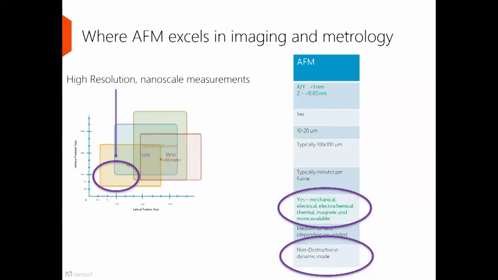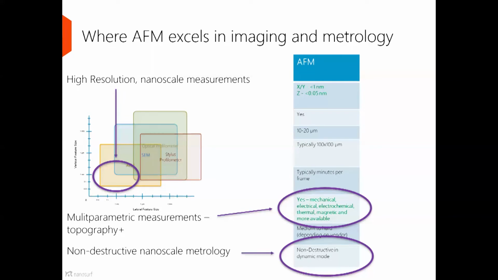So for example, we could do very high resolution nanoscale measurements. We could do multi-parametric measurements, like what I like to call topography plus. So we could measure topography and then do something else. And then we could do non-destructive nanoscale metrology in ambient conditions.